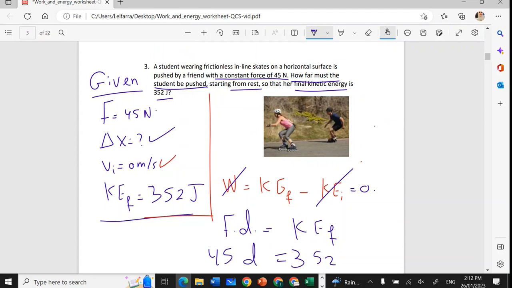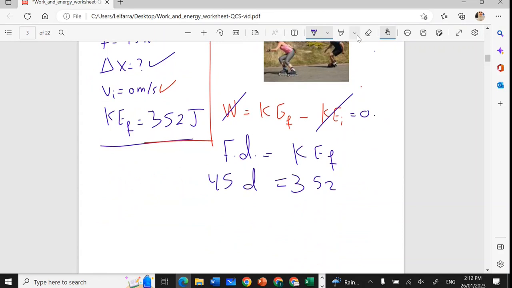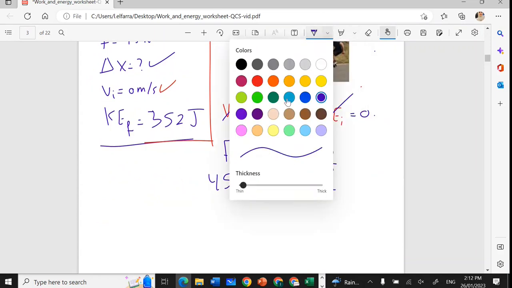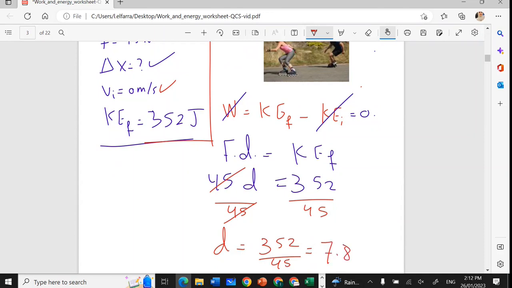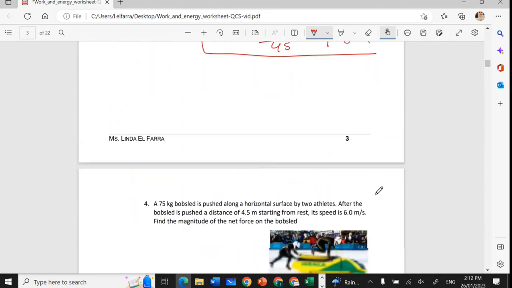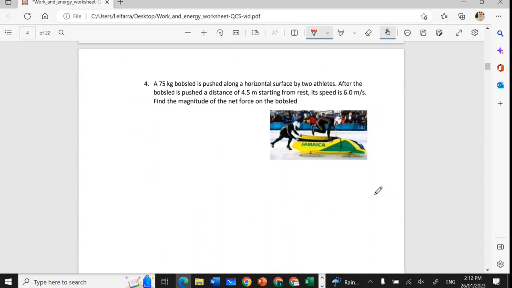So divide both sides by 45. So the value of the displacement will equal 352 divided by 45, and this equals 7.8 meter. This is D, the displacement, or delta X. Okay, let's solve another one. Let's go to this one.